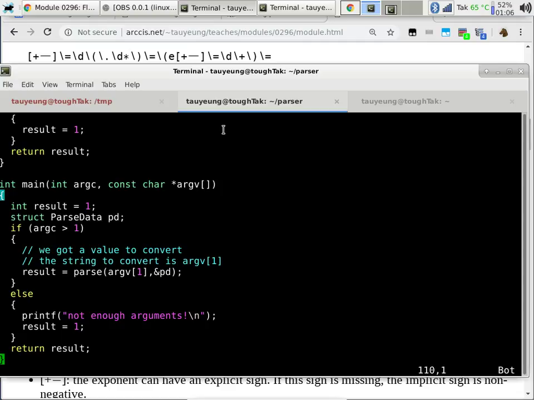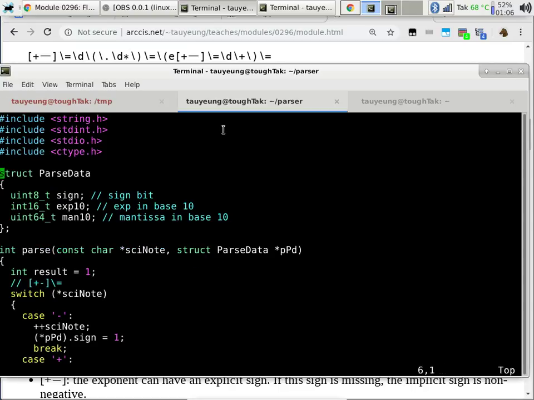So are we okay so far? All right. So the next thing we want to do is to take a look at parseData itself and also the subroutine called parse. Are there any other questions about main before we go back earlier to take a look at those definitions? No questions. All right. So let's go ahead and go back to the very beginning of the entire program.